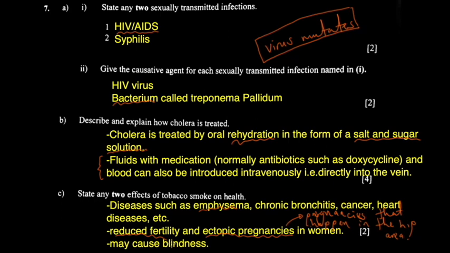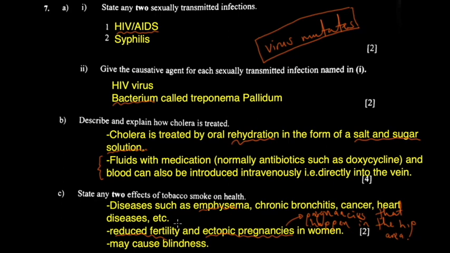It may also cause blindness, so I included this one too. And when you see how I was writing this, diseases, I included them as just one point, one effect. If you want, you can say it causes emphysema and causes chronic bronchitis if it's a tight exam and many people are getting the answers right. They will mark that as one point.